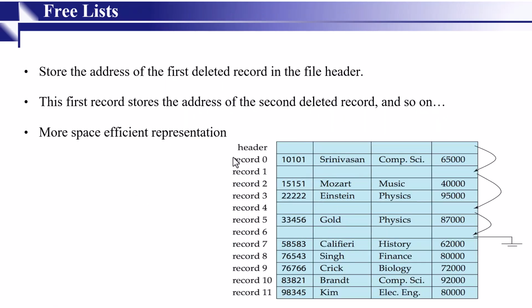Now let's look at free lists, a more efficient way to handle deletions. Instead of moving records, we store the address of the first deleted record in the header file. That record then points to the next deleted record, and it creates a linked list of free spaces. This method is more space efficient as it reuses deleted slots without reorganizing the entire file. So once one record has been deleted, we store the address of the first deleted record in the header file.